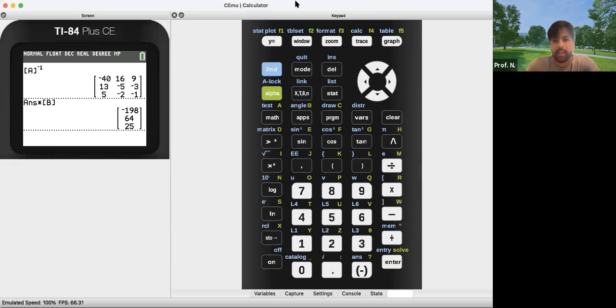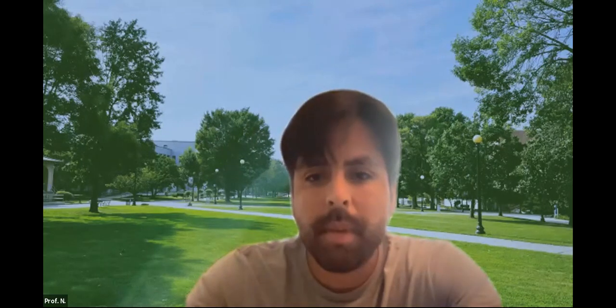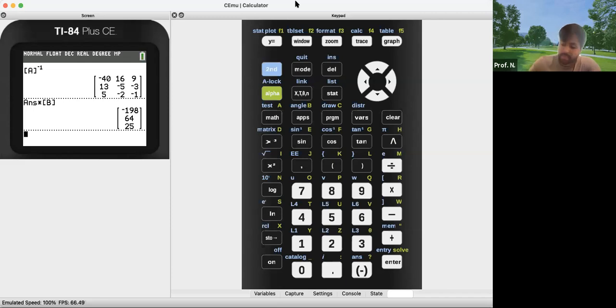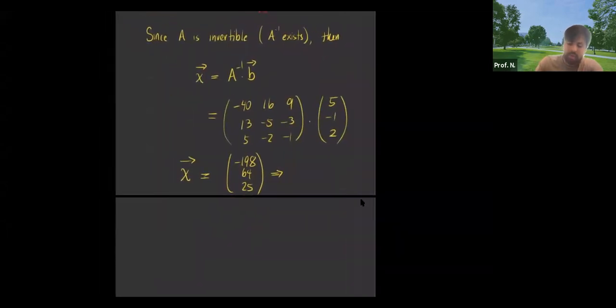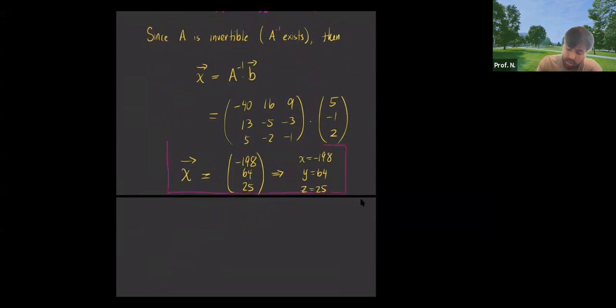So I solved my linear system very easily now because I know how to use the calculator and how to use matrices. And so x equals negative 198, y equals 64, and z equals 25. So when we have the inverse of a matrix at our disposal, then solving any system using that inverse is the way we solve our system.